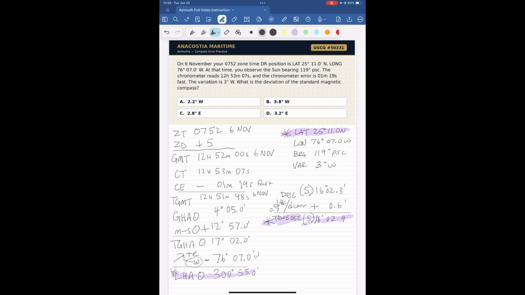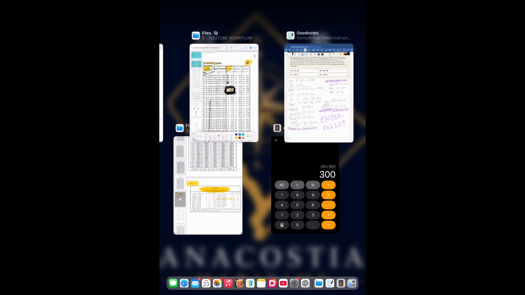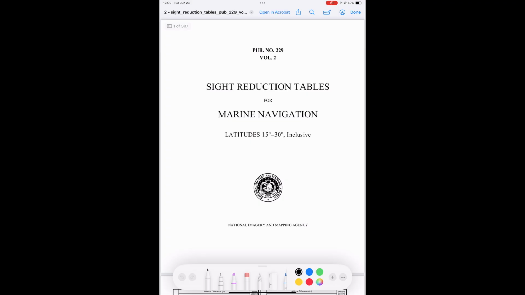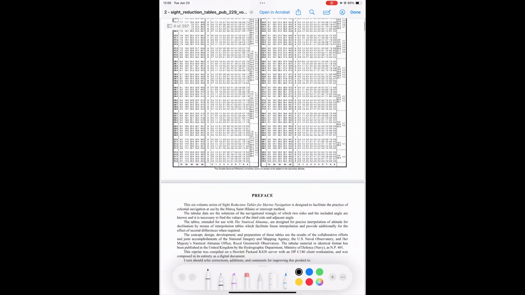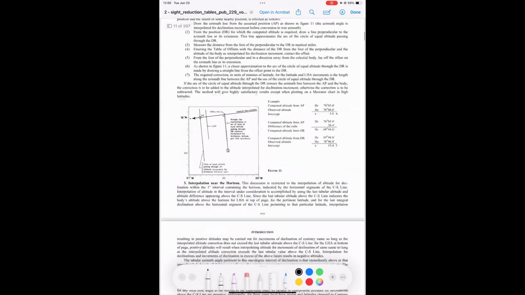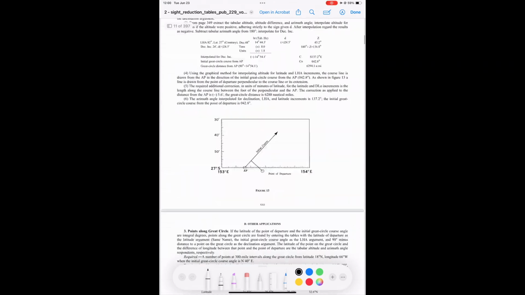All right, these are the 3 things you need to do. Enter Pub 229. All right, let's go. Pub 229. All right, now let's scroll down. I love this pub. Let's see what we got here.